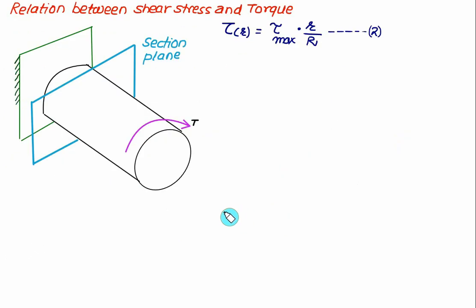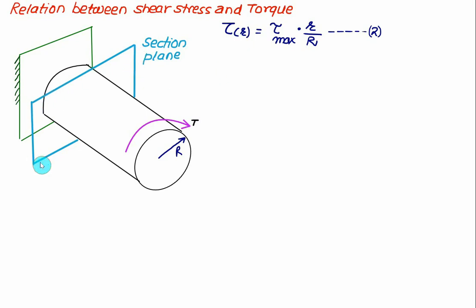So now our goal is to develop the relation between the shear stress and the torque. The general distribution of shear stress is known to us. Shear stress, which is a function of radius r, is given as tau max, that is the maximum shear stress, multiplied by radius r divided by the total radius, capital R. So this represents the total radius equal to capital R. We want to develop the equation between the torque and the shear stress.